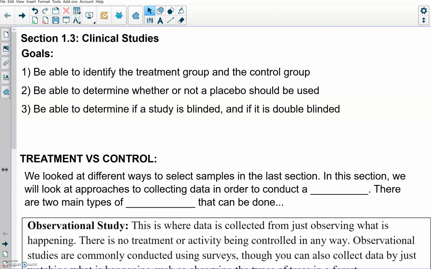Section 1.3, Clinical Studies. So as we continue through Chapter 1, a lot of terminology. We've already built up some good foundation of terms from Sections 1.1 and 1.2. We're going to continue that here, looking at some terms that are associated with what's called clinical studies. And overall, we're going to look at treatment groups and control groups. What do those terms mean? Determine whether or not a placebo should be used, and then look at if a study is blinded and if it is double-blinded. So we'll see what those terms mean in the context of statistics.